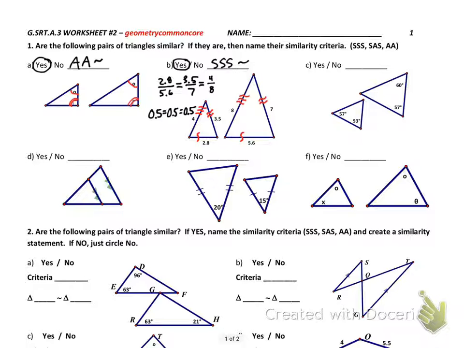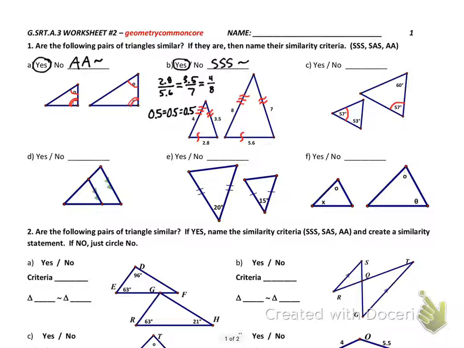Okay, so the next one, let's look at C, just because this one's a little bit weird. If these are similar, what criteria are they going to have to meet? Yeah, the only one that could possibly work here is angle. And initially we're off to a decent start. One angle in each triangle is congruent. But obviously, 60 and 53 are not. What can we do?